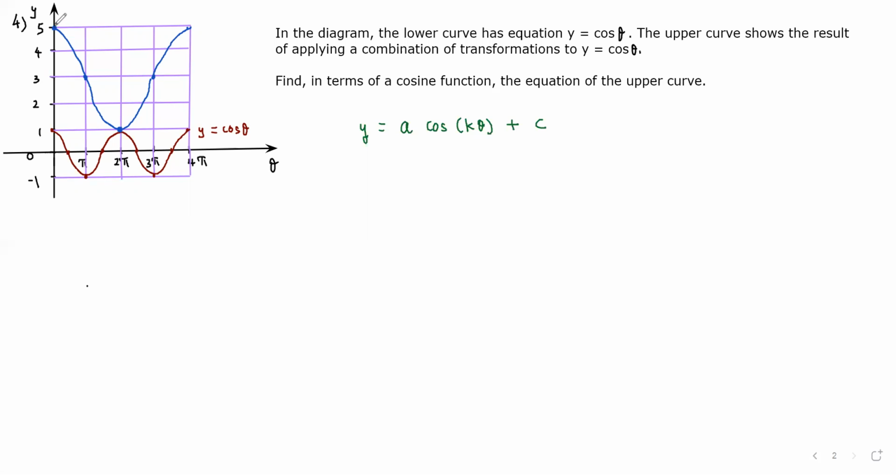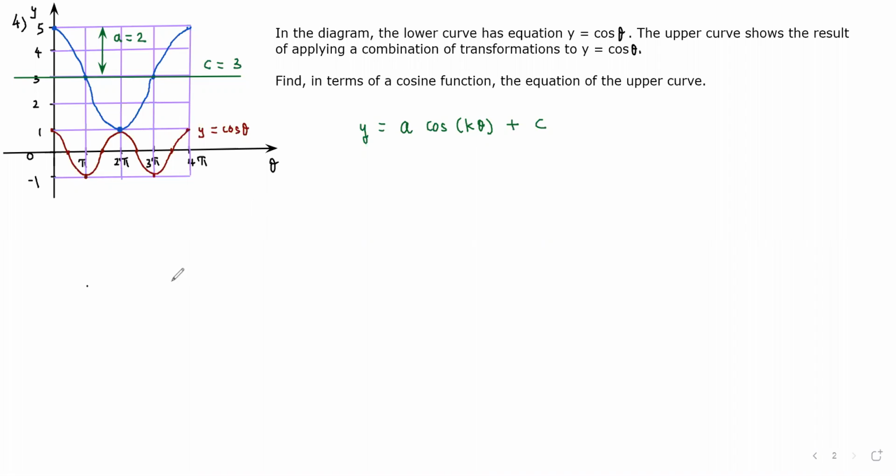The maximum is 5, the minimum is 1. So right in the middle, we have y equals 3. That is the equilibrium line, the sinusoidal axis. So we see that c has a value of 3. The amplitude is the distance from the sinusoidal axis to the maximum. That is 2 units, so we know that A is 2.